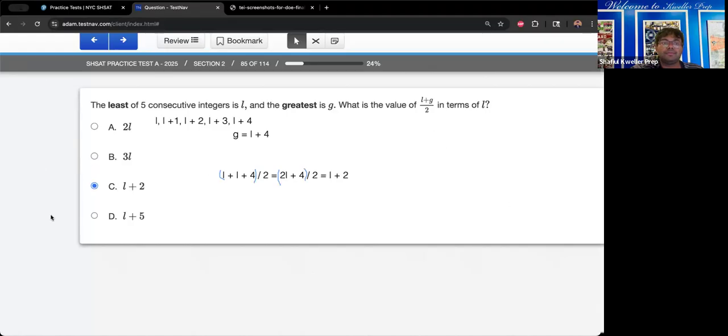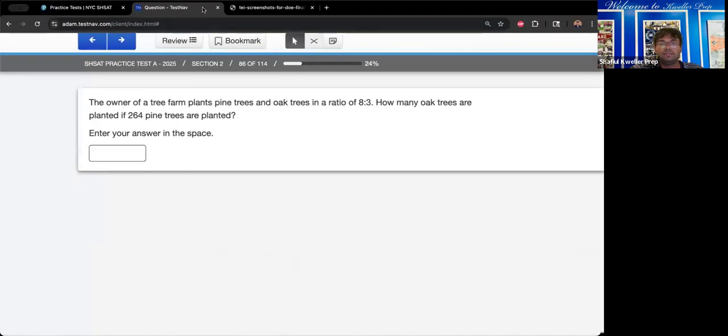Okay, let's go to the next one. The owner of a tree farm plants pine trees and oak trees in a ratio of 8:3. How many oak trees are planted if 264 pine trees are planted? Again, this is just a ratio. Pine to oak, 8:3.